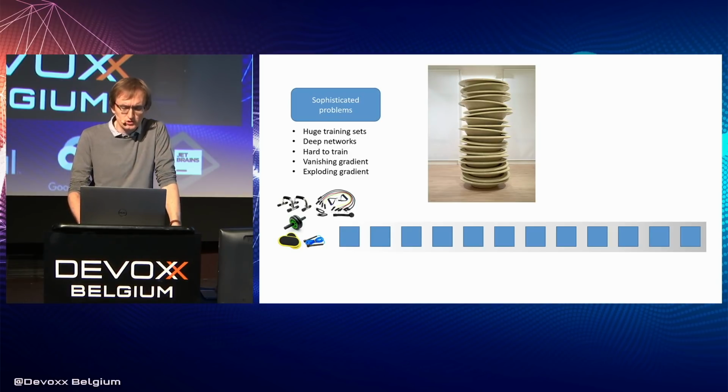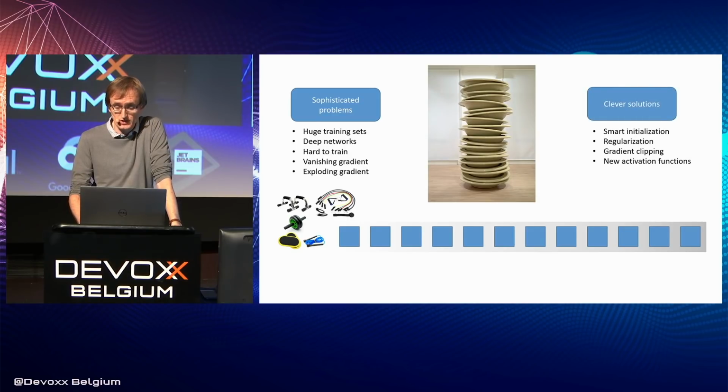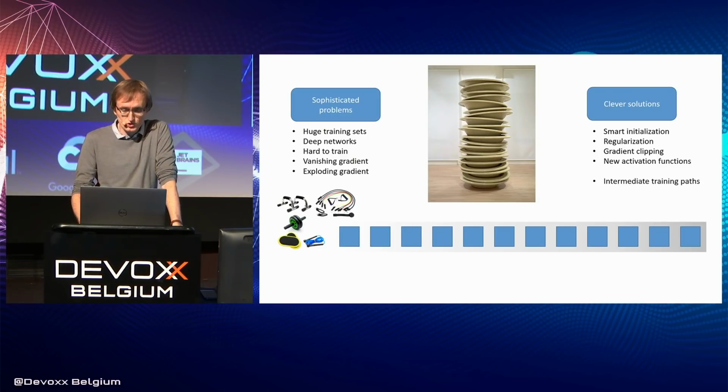And as this field of science evolves, new ways to solve these problems arise, from traditional techniques like smart initialization of weights, regularization, gradient clipping, and design of new activation functions, up to solutions that are so clever that you might get thrills when you read a scientific paper.